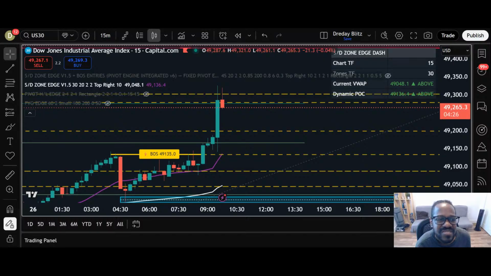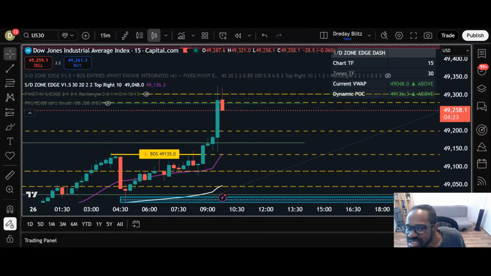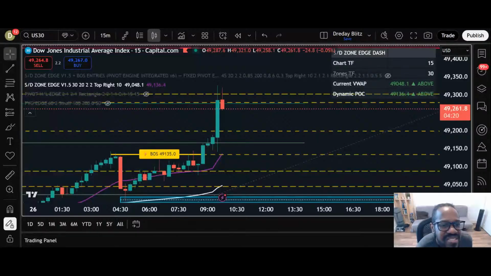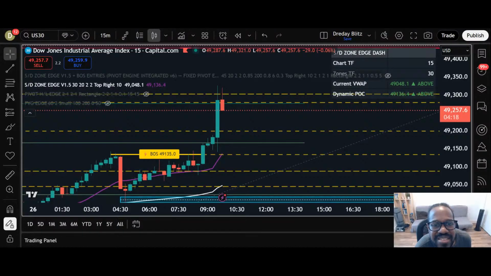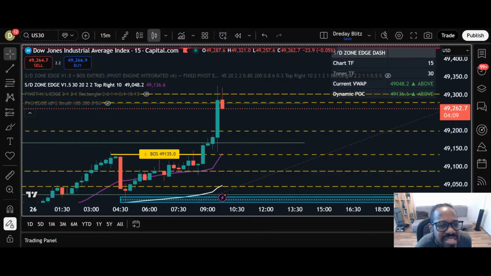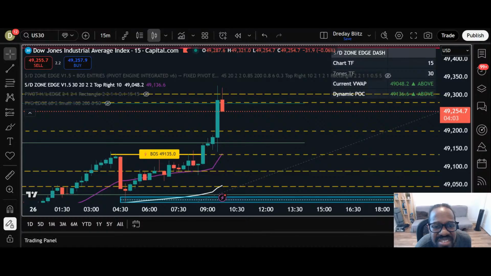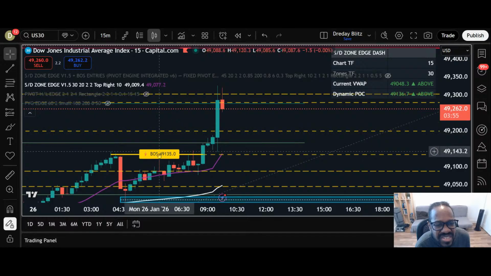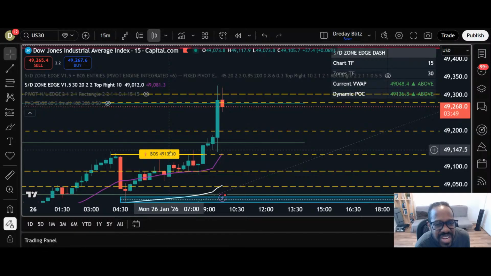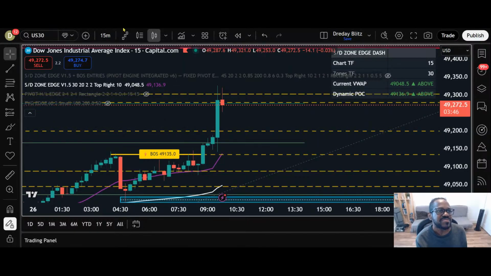All right. So I'm going to take a sell. I'm going to put my stop loss here at the top of those wicks. And my take profit will be, the first zone is right here, the second one is right here.